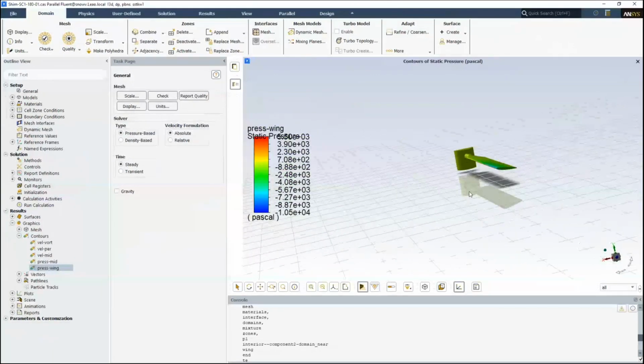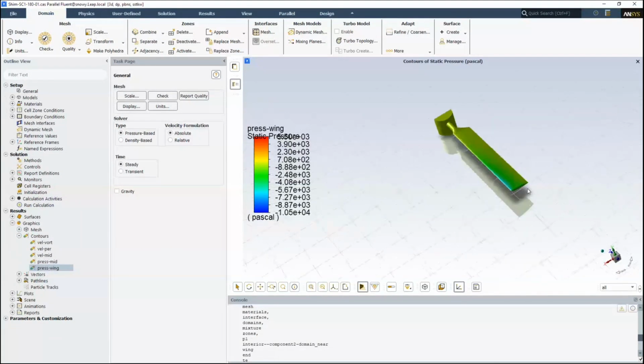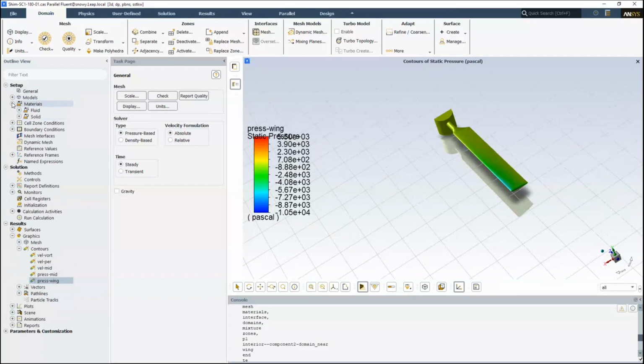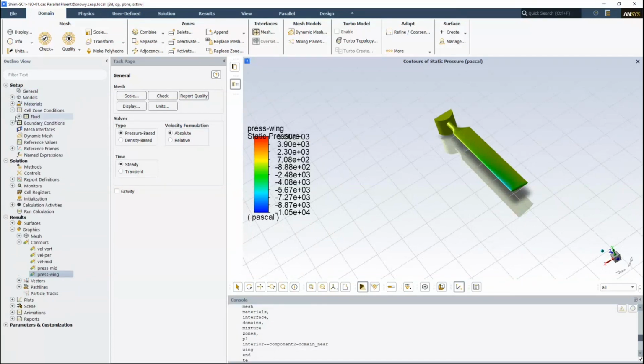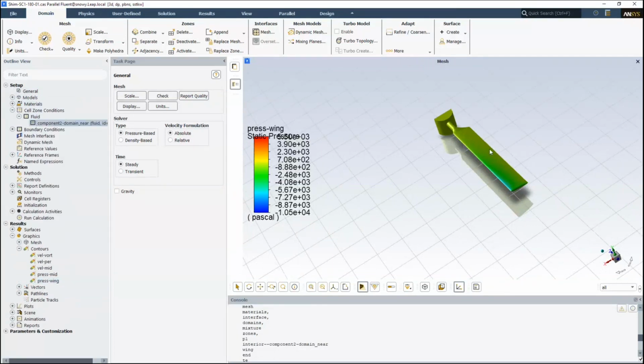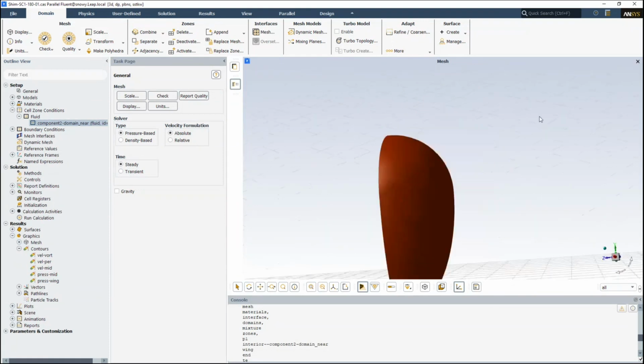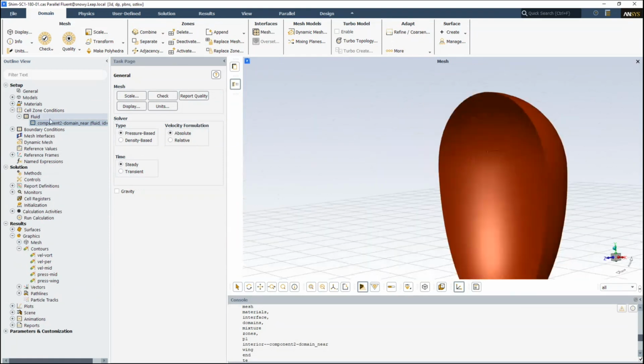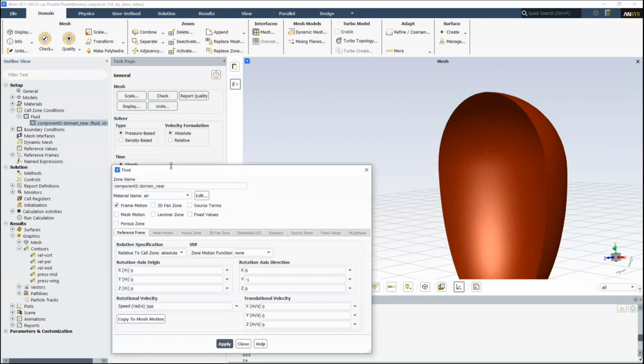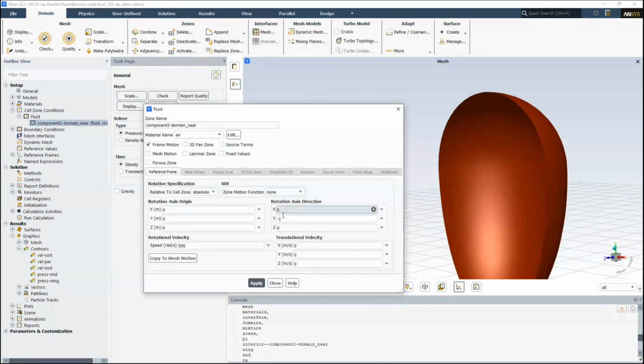Now I'll go through this in more detail later, but this is a propeller, as you can see, or representative propeller. And I'll show you the cell zone. So in this case, we've run a single cell zone, and this whole cell zone is set to be rotating. Okay, so we've got frame motion turned on. It's rotating about the negative y-axis at some rotational velocity.